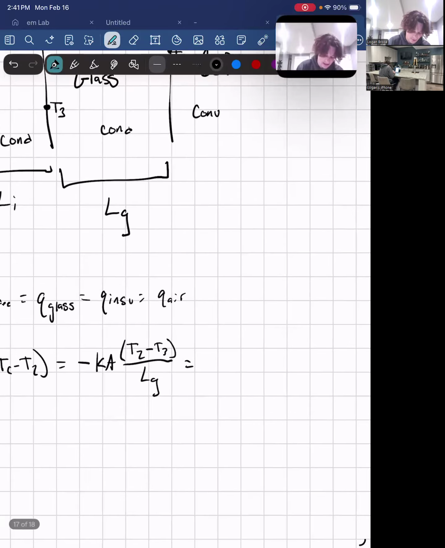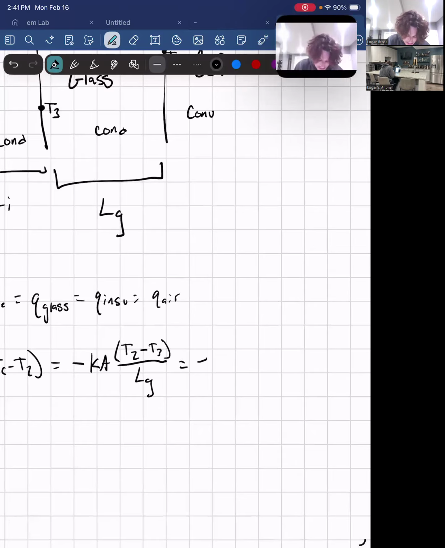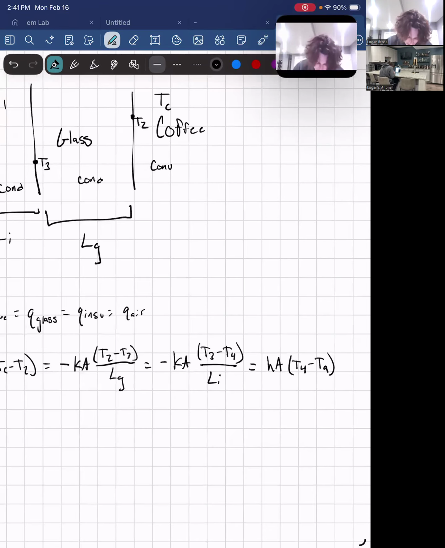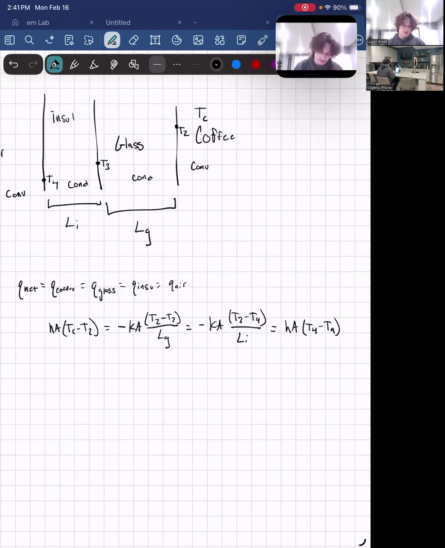And it's the same thing for our insulation, just changing the location of the temperatures, right? So we have KA, and now we have T3 minus T4, and then over the length of our insulation. And then for the air, we're back to convection. So we have HA times T4 minus the temperature of the air, right? So this is our Q net.